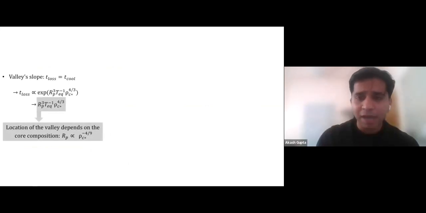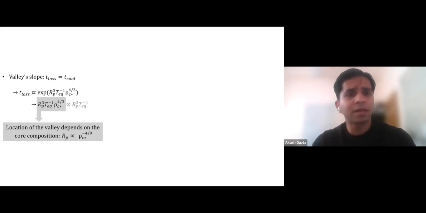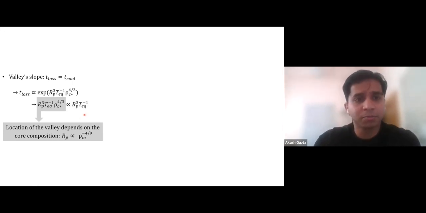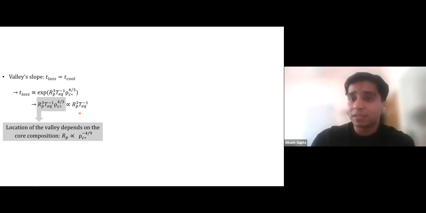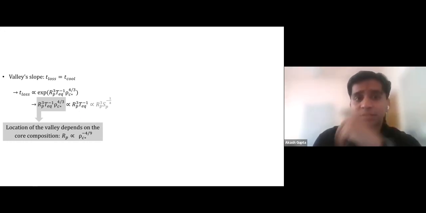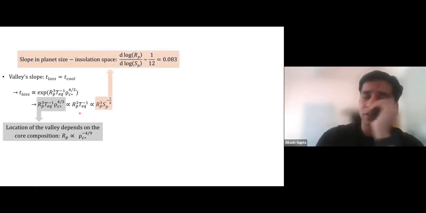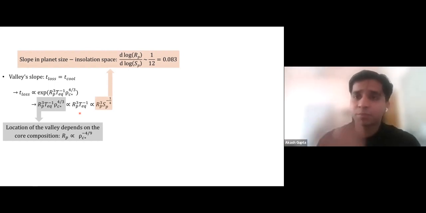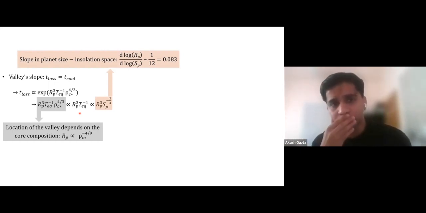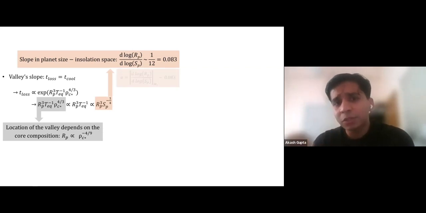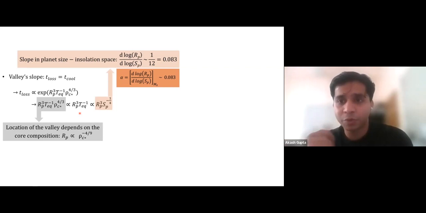So beyond this point, let us assume that most of the planets we are observing have more or less the same composition. That basically reduces this expression to this. We can then substitute insolation flux in its place. That tells us that the slope in the planet size insolation space is 0.08. In other words, the slope in the planet size insolation space at a constant stellar mass is 0.08.